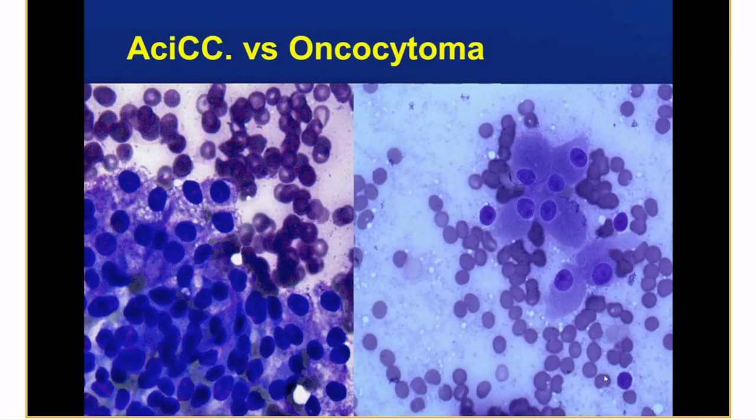Acinic cell carcinoma versus oncocytoma, again, it can look very similar, but oncocytoma has more finely granular cytoplasm as opposed to coarsely granular and sometimes vacuolated in acinic cell carcinoma. But this feature can be very subtle and really hard to appreciate.